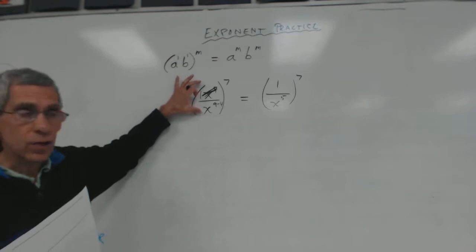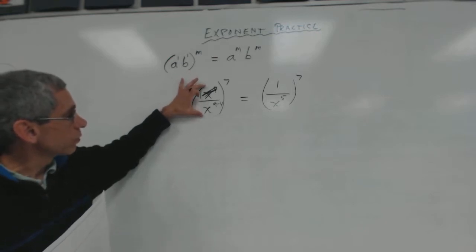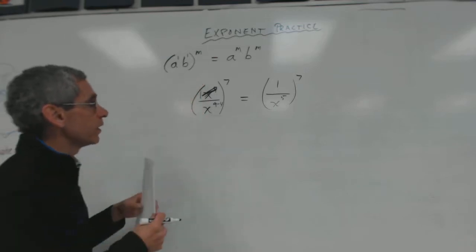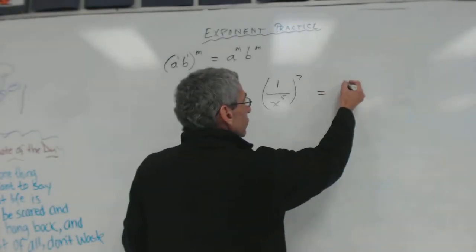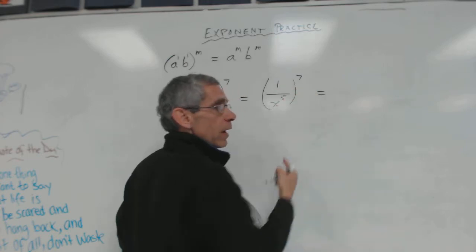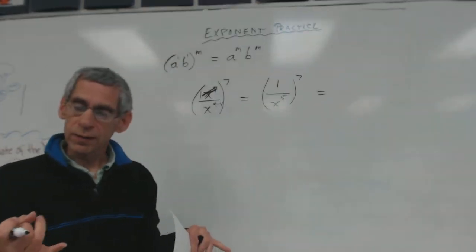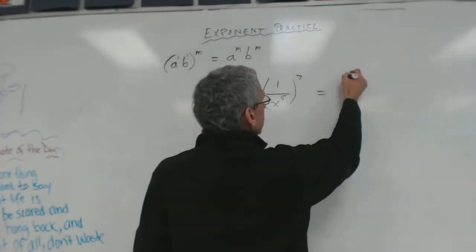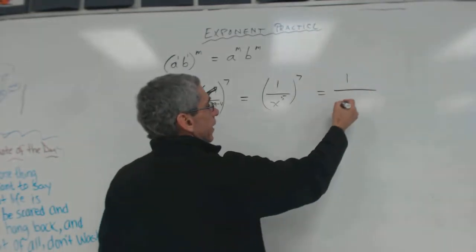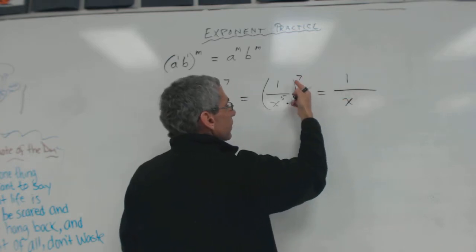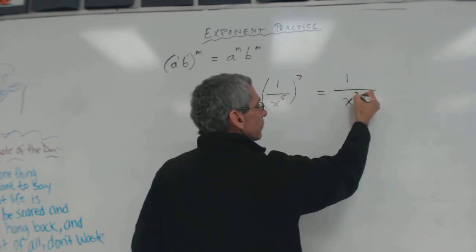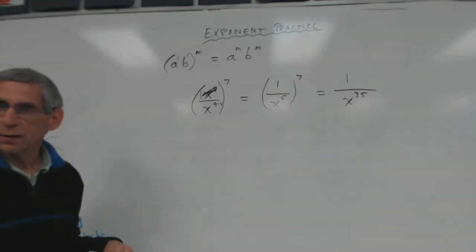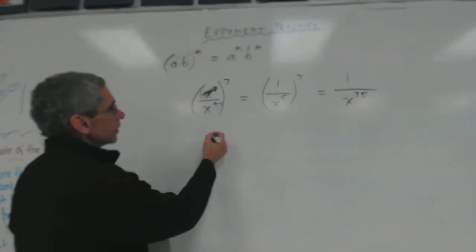I think it's so much easier when you simplify what's in the parentheses first. Then my final answer is ready to go. It's 1 to the 7th power, which is 1 times 1 times 1 times 1 times 1 times 1 times 1 is 1. Over x to the 7 times 5 is 35, right? Oh, that's easy. I like it that way, right? My faith is restored.